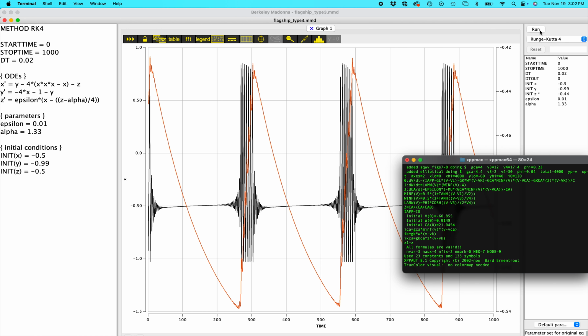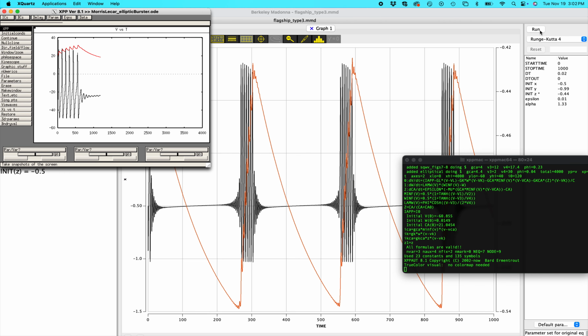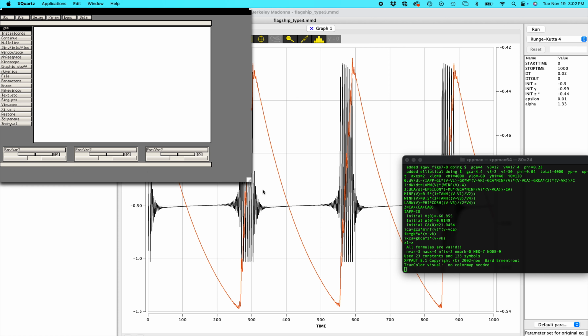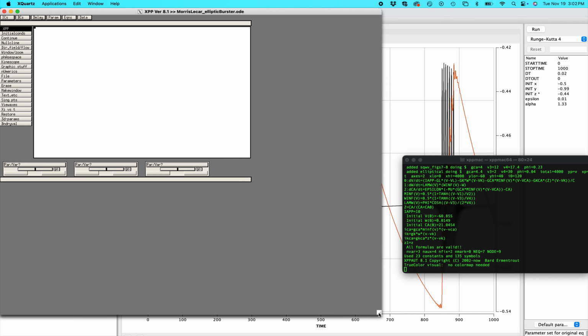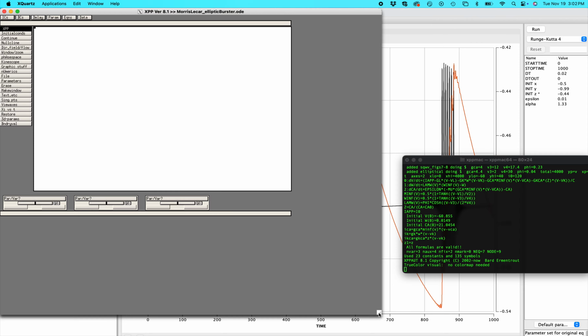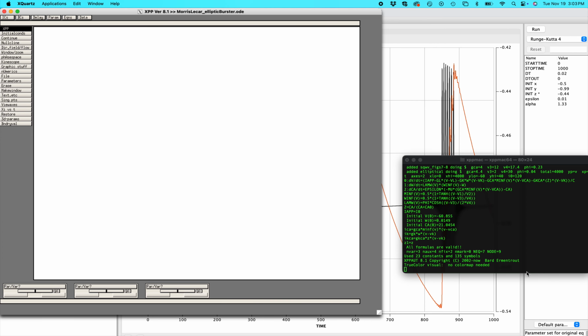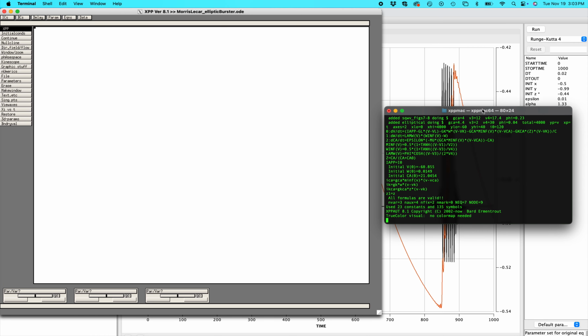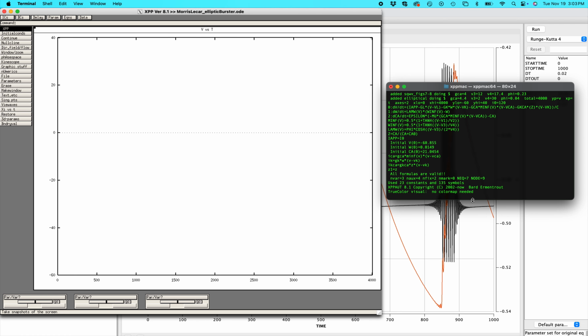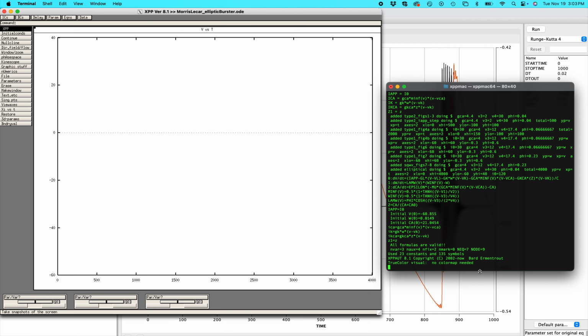Here's the elliptic version set up for Morris-Lecar. So this is Morris-Lecar with type 2 parameters. And if you look at my terminal window, which I think you can see, there's the equations: dV/dt, dW/dt, dcalcium/dt.